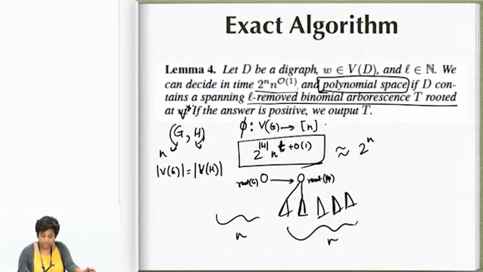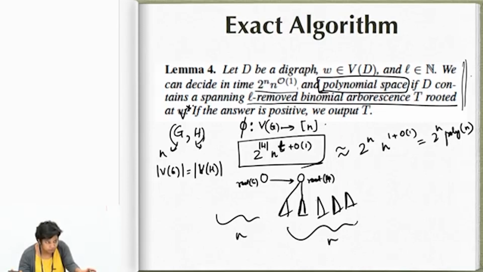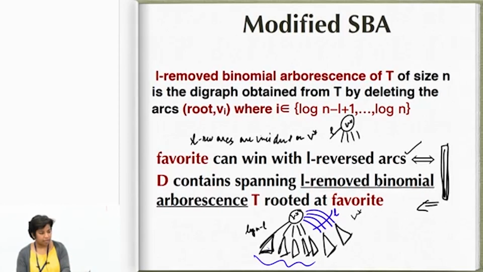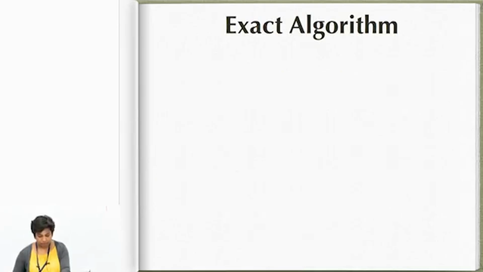So it's basically 2 to the power n times polynomial in n. This requires you to know some algorithm which solves subgraph isomorphism. That's what we used here. Essentially this property is where the whole thing is. Once you know this, and the fact that having an L-removed binomial arborescence uniquely determines the tree that you're looking for, that yields this algorithm.